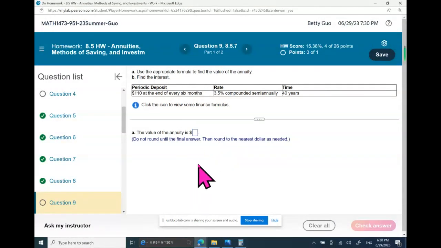This question, the value of the annuity, same as earlier, right? Okay, so please write down that information again, especially the table. And we have the semi-annual payment. You see that every 6 months, that means the semi-annual payment is $110. Annual interest rate 3.5%, compounded semi-annually as well. Time is 40 years, and we need to find the value of the annuity, the future value of the account.